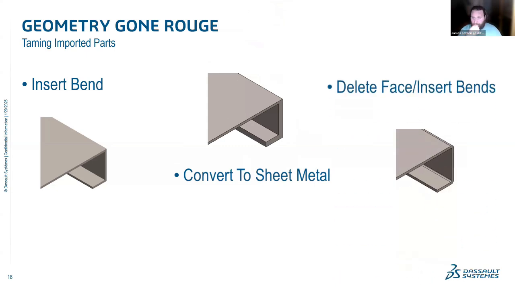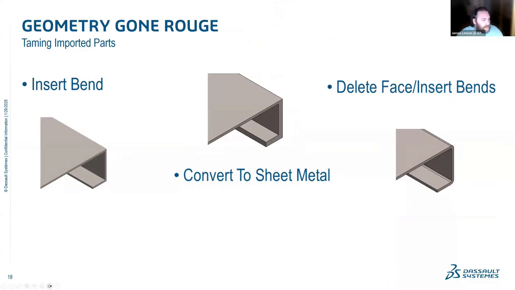And then if you already have radiuses, I'm going to show you, this is technically a surfacing tool, but it can come in really handy when converting imported geometry to sheet metal parts, and that is the delete face command, and then we'll use insert bend like we did on other parts that are uniform wall thickness.